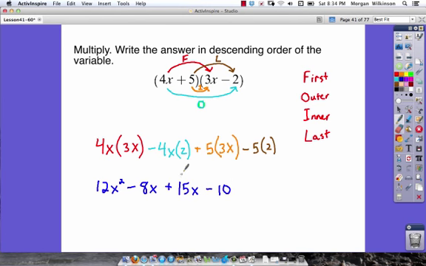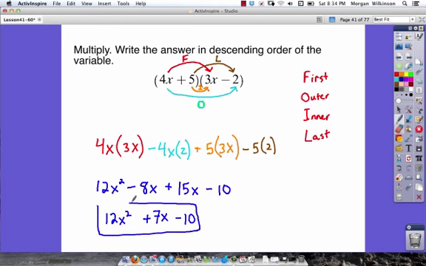Now when we use this FOIL method, we'll always have something to simplify in the middle. This time we have negative 8x plus 15x. When we add those like terms, we must be left with plus 7x. So we're going to rewrite. We're going to have 12x squared plus 7x minus 10, and we've got our final answer.